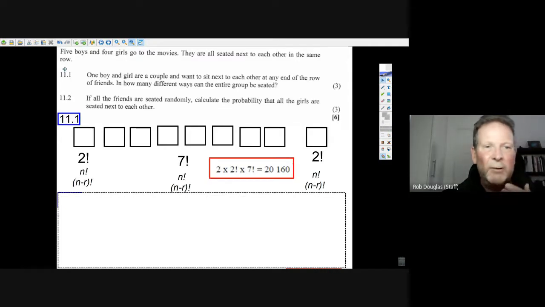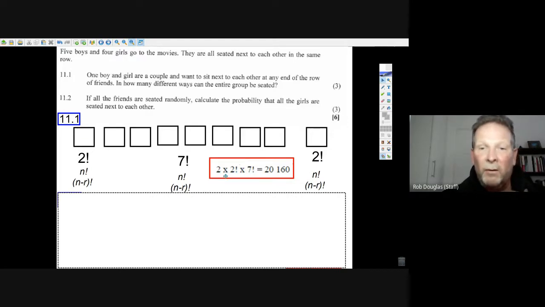I really like using boxes. So here's a box for the girl and boy that are put together. And here's the 7 people in the middle. Well, the number of ways you can arrange 7 people is just 7 factorial. Okay. Well, then there's the people on the left, that's 2 factorial. And then there's the people on the right, that's 2 factorial. So there's 2, because they can sit on the left side or the right side.